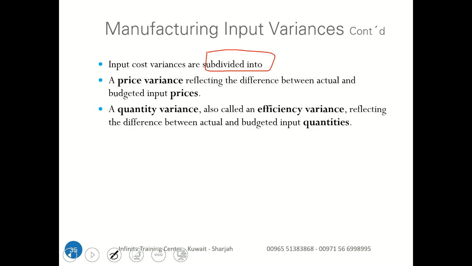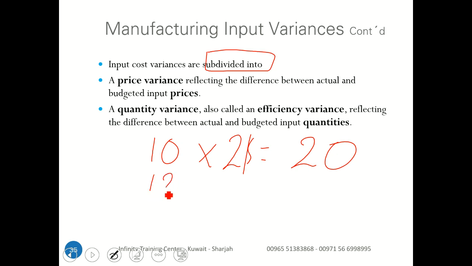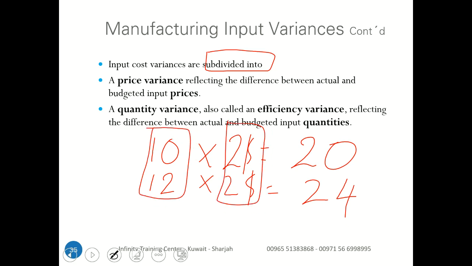So you can see an example here. I am supposed to use 10 items at $2. Okay, $2. So my cost is supposed to be 20. But what I have done is I used 12 items at $2. So my cost is 24. So why is the difference happening here? There is no difference in the price here. The difference is happening because of the quantity. I used more quantity. So this we call quantity variance.